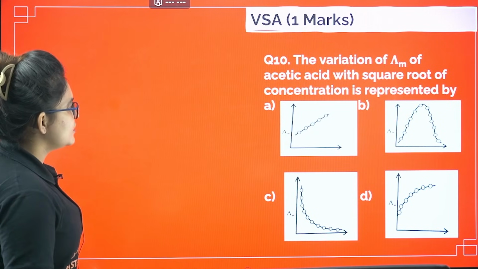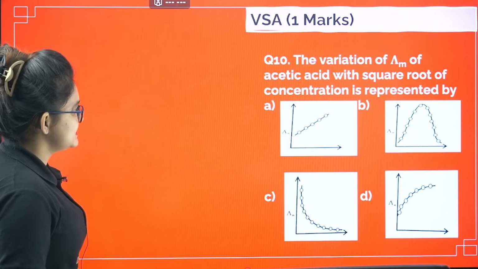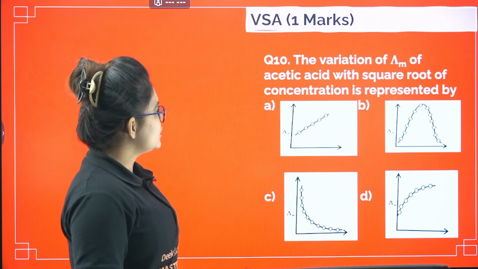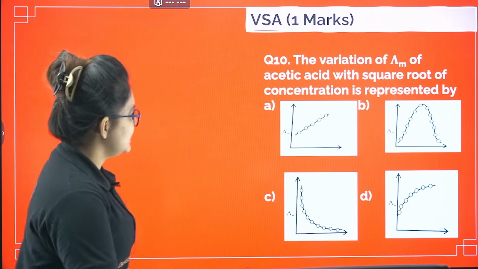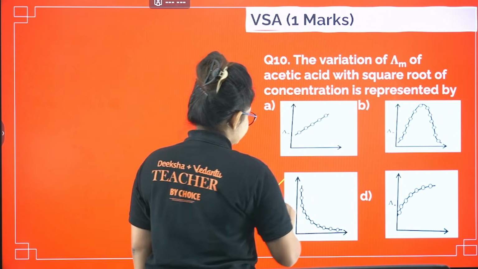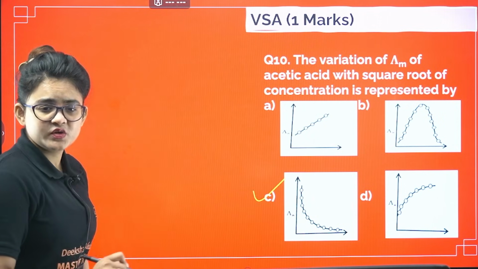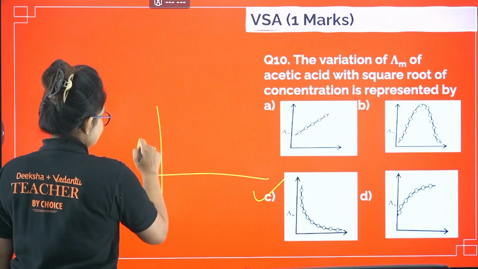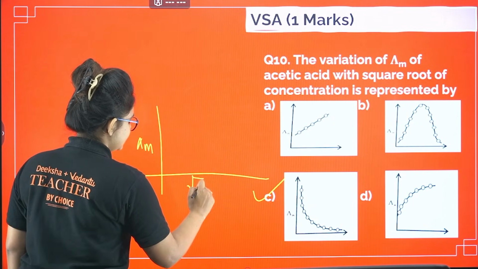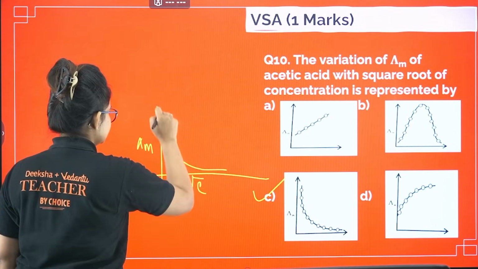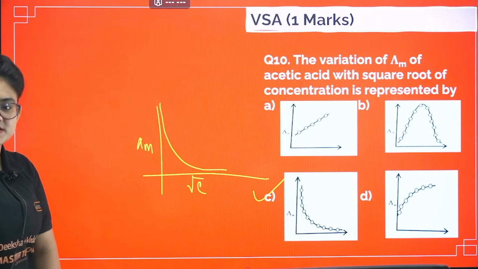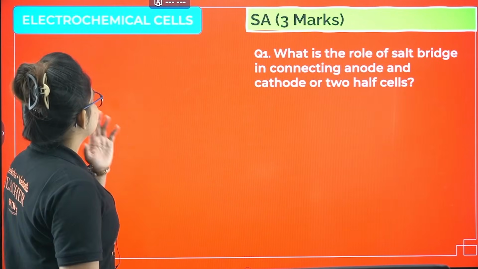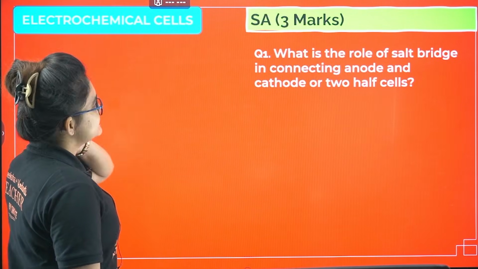The variation of lambda m of acetic acid with the root of concentration is represented by this one. Acetic acid is a weak electrolyte, right? So the variation is something like lambda m versus root C. I guess you remember this. It is something like this for a weak electrolyte. Let's proceed further. It is from the electrochemical cell.